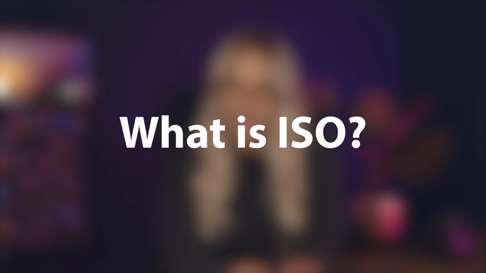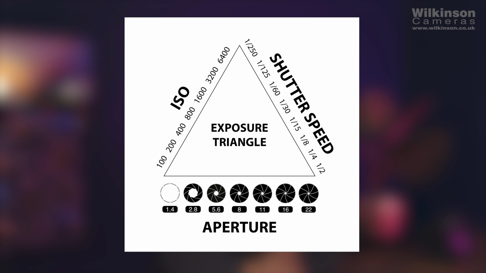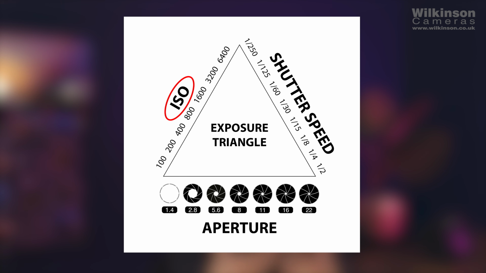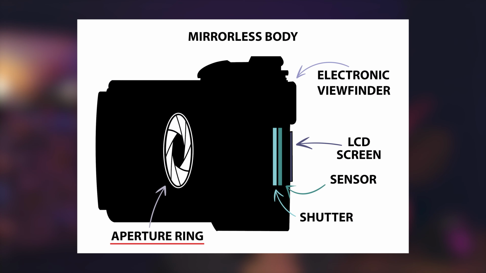What is ISO? ISO is one of 3 elements that makes up the exposure triangle. It's essentially another tool which helps you control the light and therefore helps you to take a well-exposed image in whatever conditions you're shooting in. Aperture and shutter speed both control how much light hits your sensor, but ISO determines how sensitive your camera sensor or film is to light.